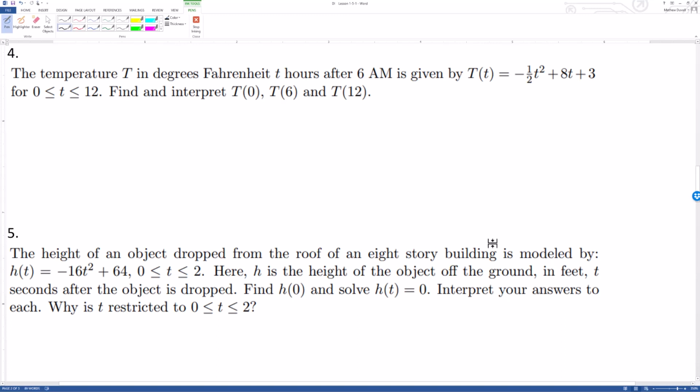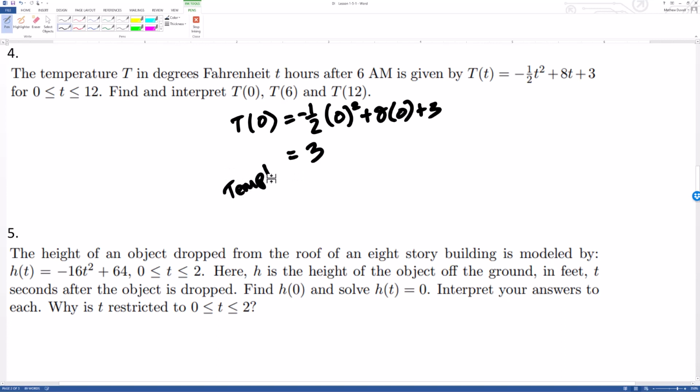The temperature T in degrees Fahrenheit hours after 6 a.m. So this would be very similar to the one we did yesterday. So T of 0, it's your function with 0 plugged in. And so that equals 3. So this means that the temperature at 6 a.m. is going to be 3 degrees Fahrenheit.